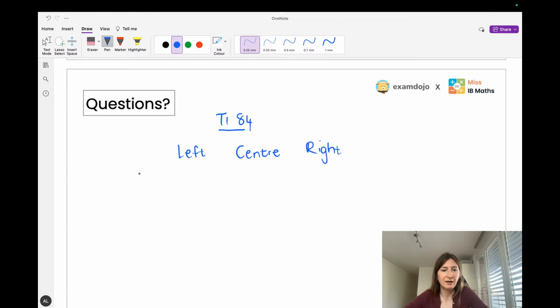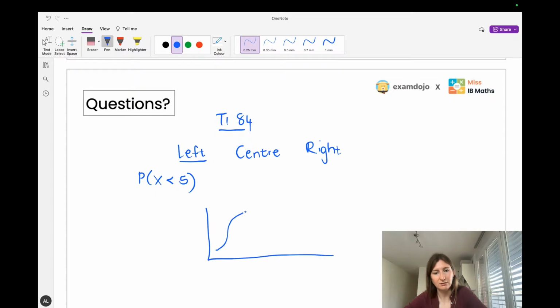This just meant that if you're finding the probability of x is less than a certain value, let's say 5, then you need to say left, because if we're looking at our curve with our mean, let's say 5 is there. X is less than 5, that is, we're wanting to know values to the left. Then if it was P of 5 less than x less than 10, say 10 is here, we're wanting values in the center.